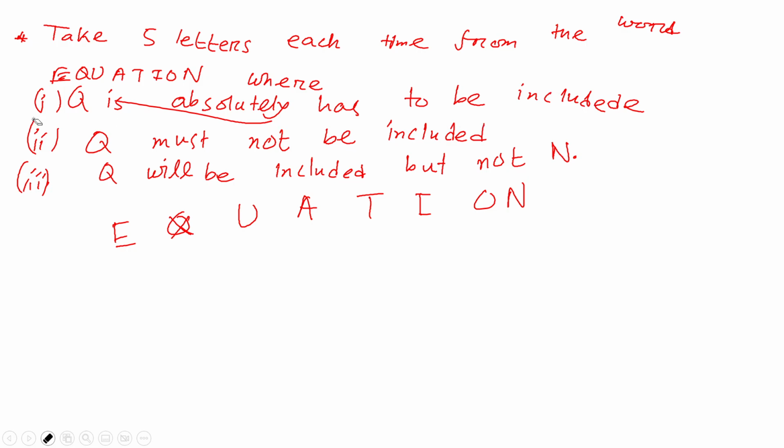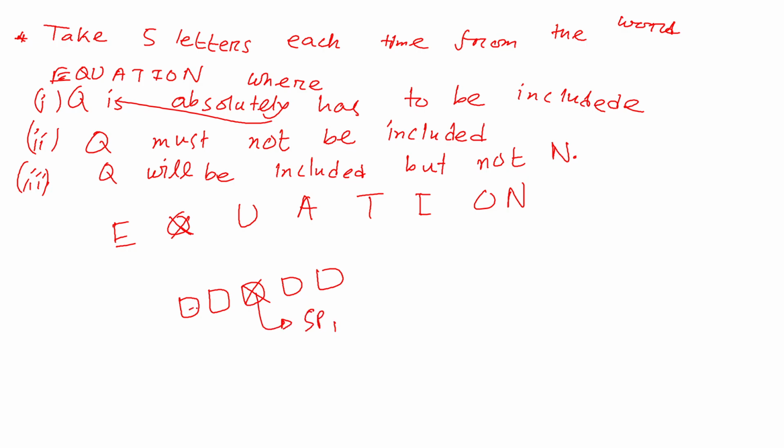Okay, so you will do this at home: Q will be included but not N. So this is also easy. So how do we do that? See, there are 5 blank spots. So obviously to include Q, it will be 5P1, right?